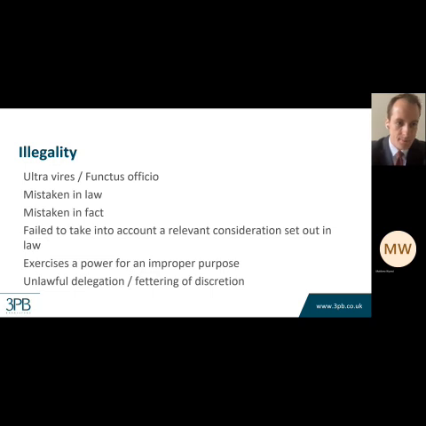Exercising a power for an improper purpose is somewhat connected to the mistake of law. There are purposes for which powers can be exercised, and just because a local authority has the power, it can't just use it for any purpose. It's got to be in connection with the power which was granted and the reasons why that power was granted. Last, unlawful delegation or fettering of discretion. A decision maker who has the power to do something should be the one making the decision, and it's important that they take that responsibility seriously and in fact make that choice.